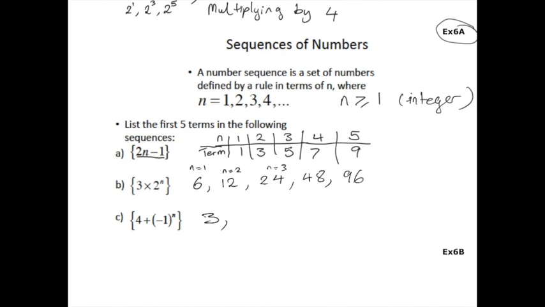What happens when n is 2? You get positive 1. For negative 1 to the 2, because it's an even power, you get a positive 1. So 4 plus 1 is 5. What's the third term? 3 again. It goes back to 3 because negative 1 cubed is negative 1 again, and 4 plus negative 1 is 3. And so what's going to happen next? 5 and last term, 3. It just alternates because that's what happens with the negative 1 power.